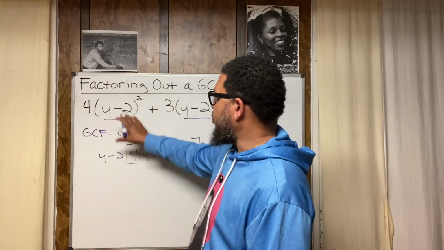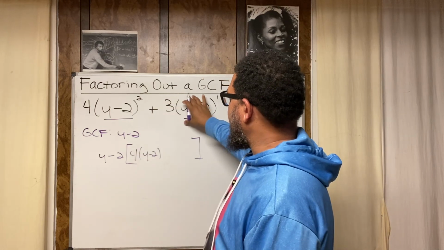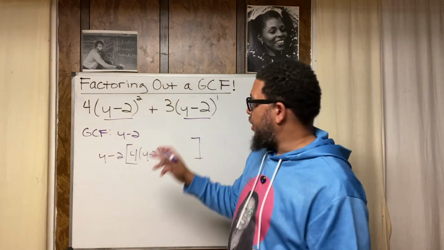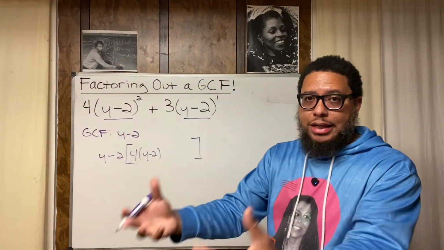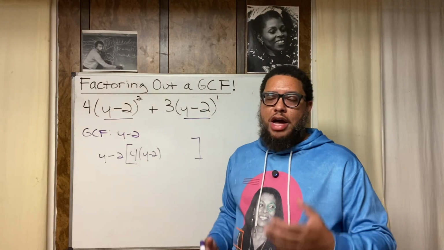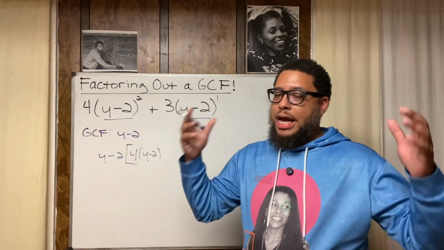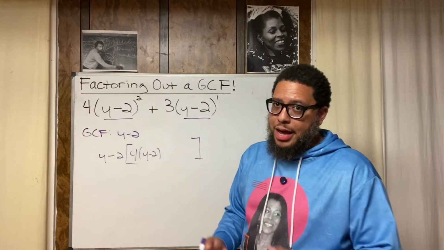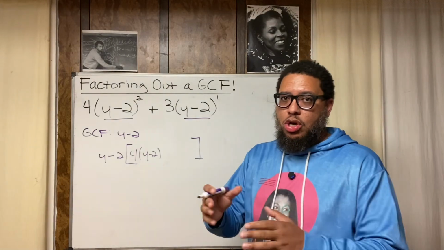Then I go to the second term and I divide that by the GCF. 3 times the quantity y minus 2 divided by y minus 2 leaves me with just 3, because y minus 2 divided by y minus 2 is equal to 1, because you're dividing something by itself. Just like if you divide 5 by 5, 5 divided by 5 is 1. 98 divided by 98 is 1. x plus 4 divided by x plus 4 is 1. Whenever you divide something by itself, the quotient is always 1.